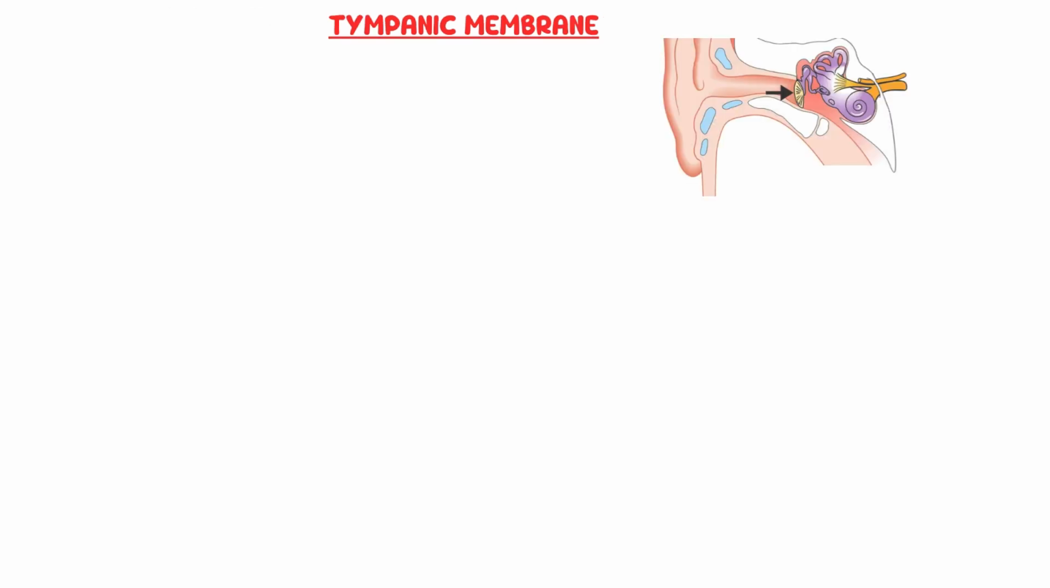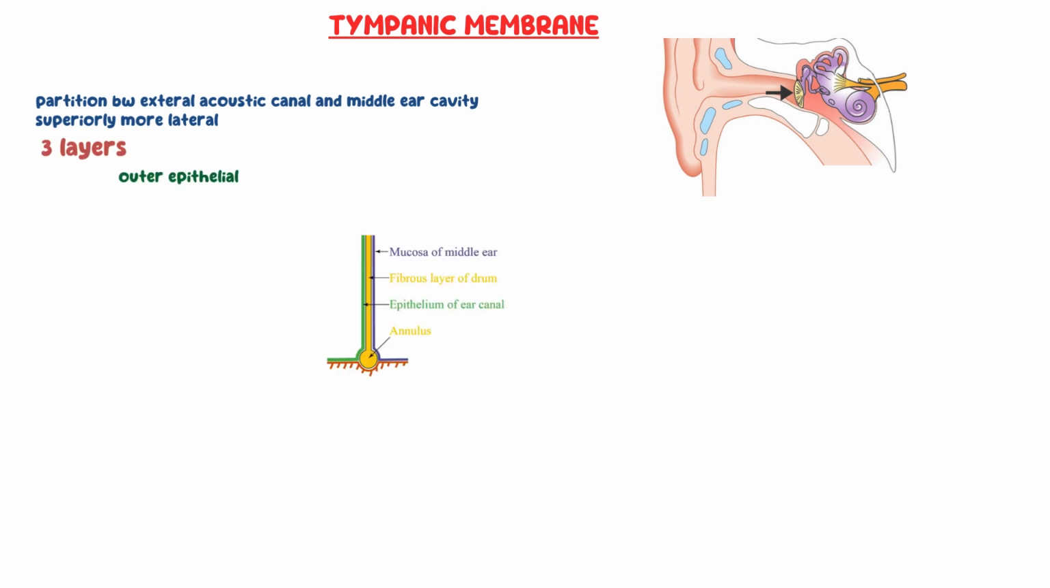Coming towards the last part of the external ear, that is the tympanic membrane. It is the partition between external acoustic canal and the middle ear cavity. Its superior portion is slightly more lateral. Now, this 0.1 mm thick tympanic membrane is further divided into three layers. The outer epithelial, that is the continuation of the epithelium of the meatus. The inner mucosal layer, that is the continuation of the mucosa of middle ear cavity, and the middle fibrous layer, which basically encloses the handle of malleus and has three types of fibers: the radial, circular and parabolic fibers.